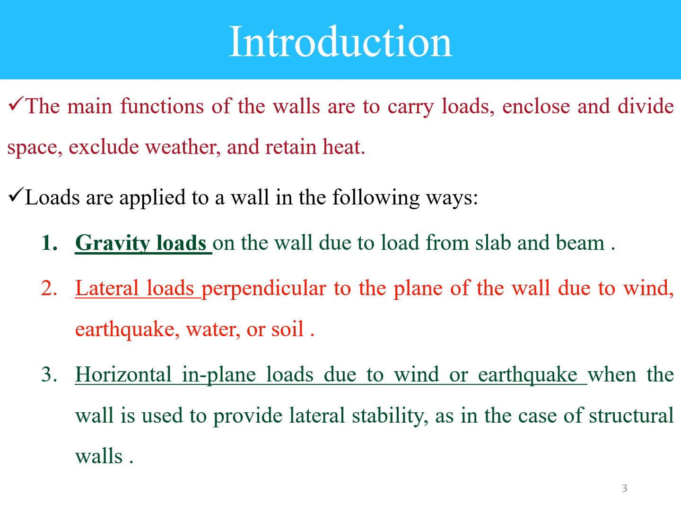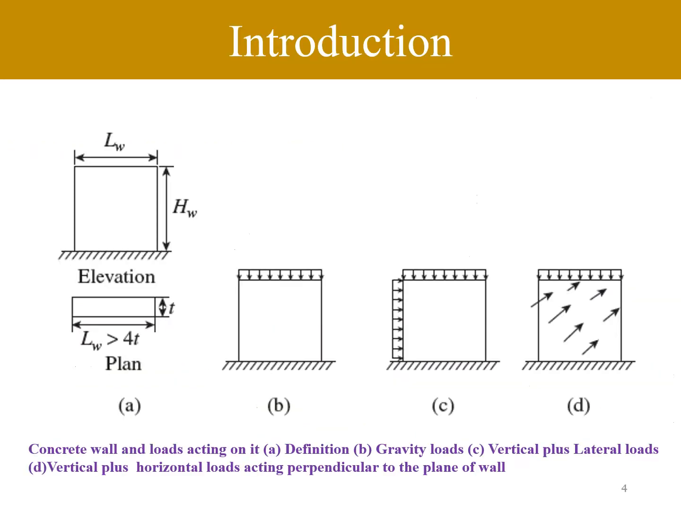Horizontal load in plane due to wind or earthquake may be acting. That is, along the longitudinal direction, wind loads and earthquake loads may be acting. This happens when the wall is used to provide lateral stability, as in the case of structural walls. For example, in the case of shear walls, the walls may be subjected to horizontal in-plane loading. This may be due to wind load and or earthquake loadings.